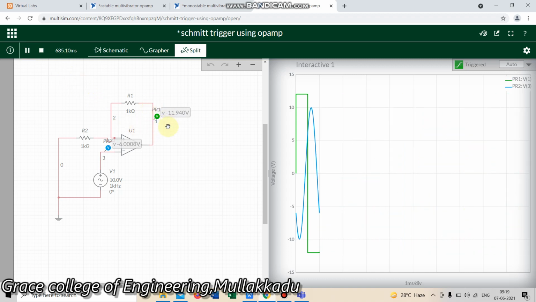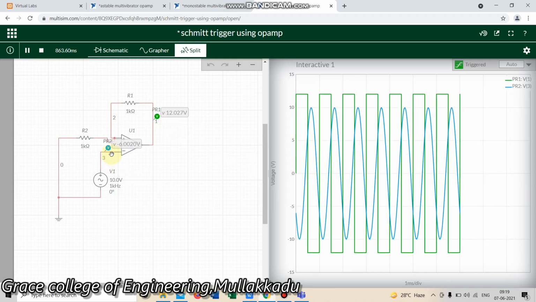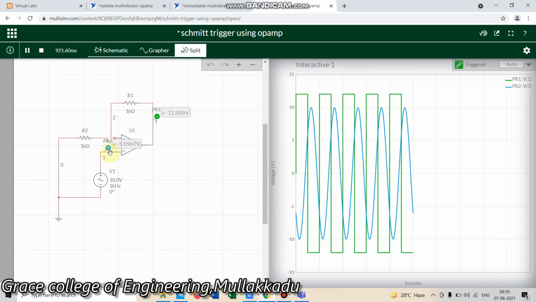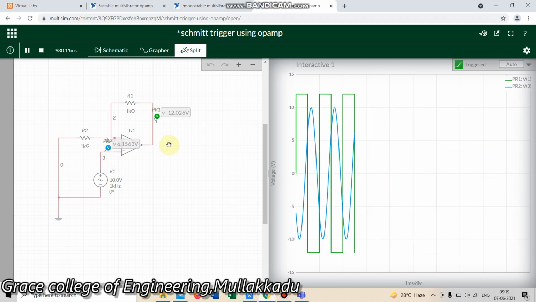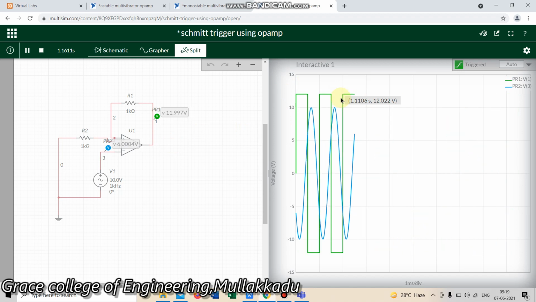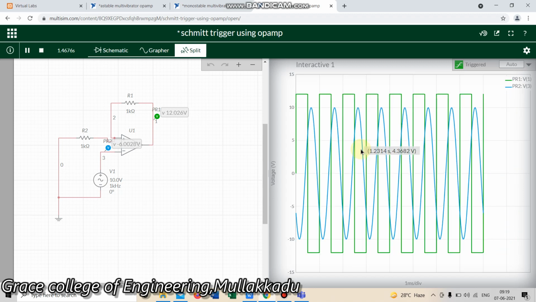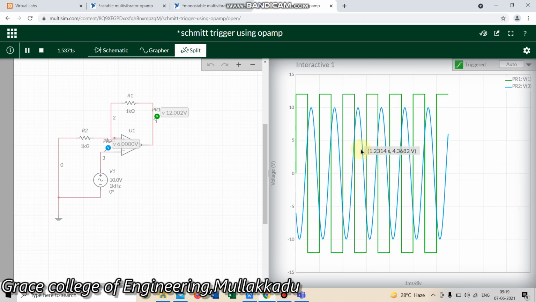We can see the output. The output is indicated by the green line, that is a square wave for the corresponding input sinusoidal waveform. The input is a sinusoidal waveform which we give by this blue color knob, and the output square wave which we obtained is indicated in the graph by green color. Input is the blue color sinusoidal waveform. Thus in the Schmitt trigger, the input sine wave or any other irregular waveform can be converted into the regular square waveform. Thank you.